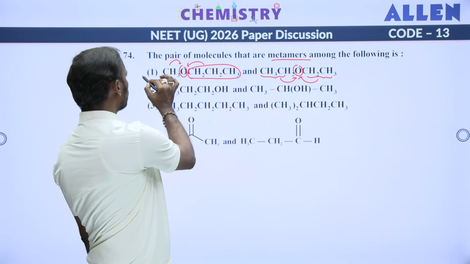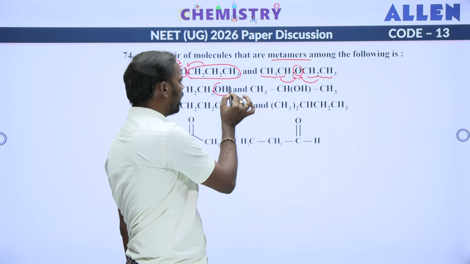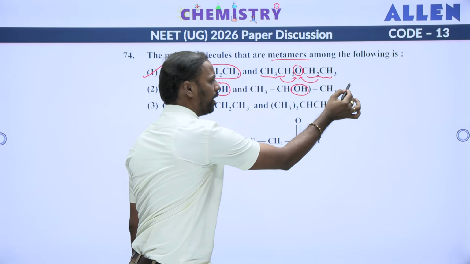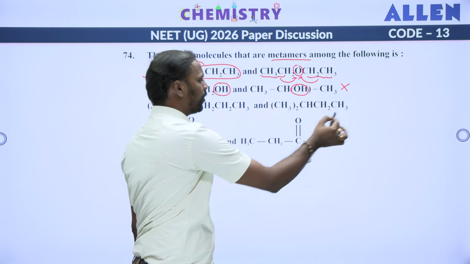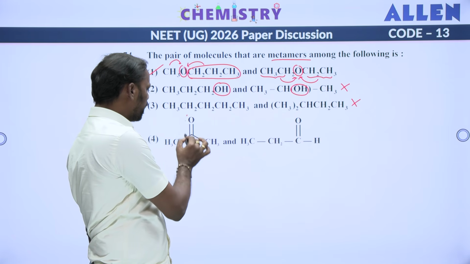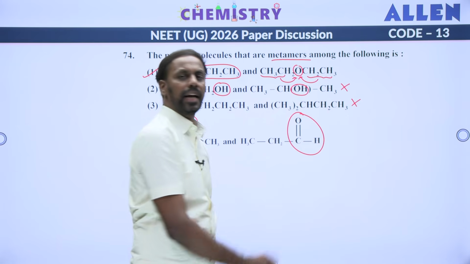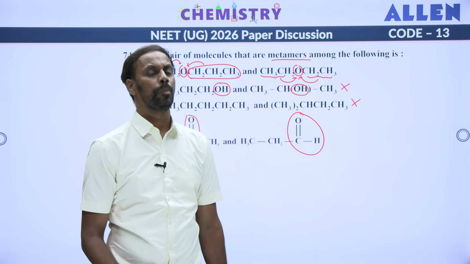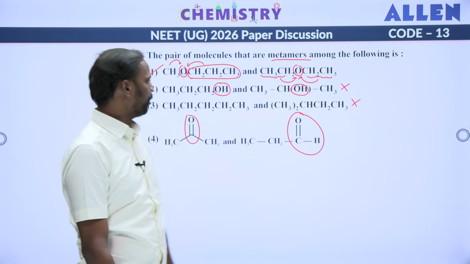Okay, so the answer should be which one? 1. Why are the other options not possible? Here there is OH. OH is a monovalent functional group. It will never show metamerism. What is this one? Alkene. It will not show metamerism. Next, what functional group is present here? Ketone is there. Here what is present? Aldehyde. Both differ in the functional group. It will never come under the metamer category. Is it clear? Right.